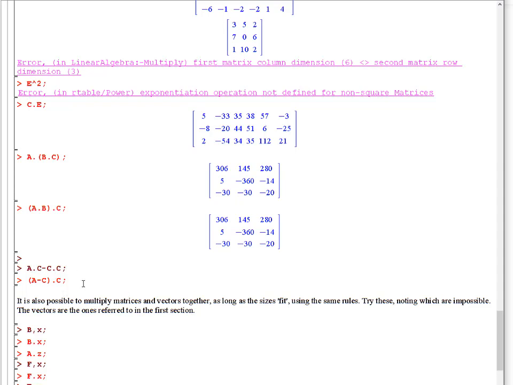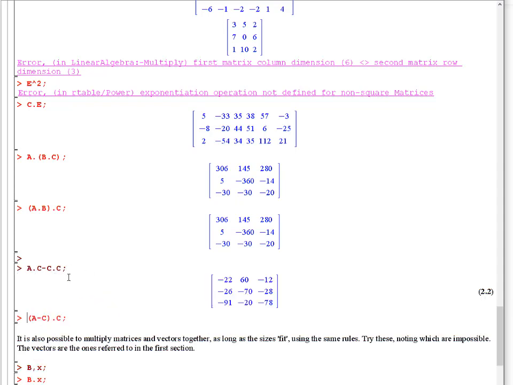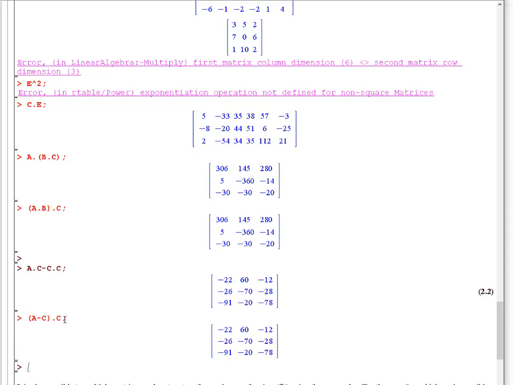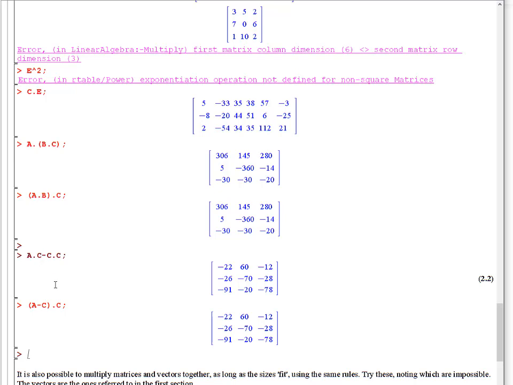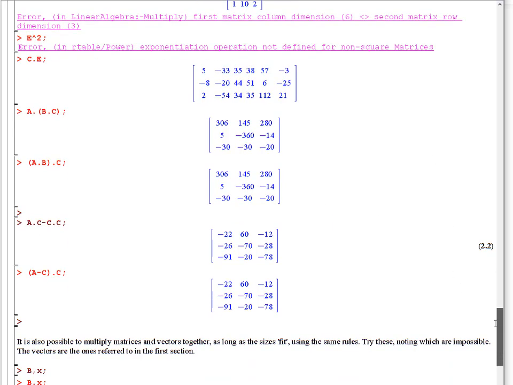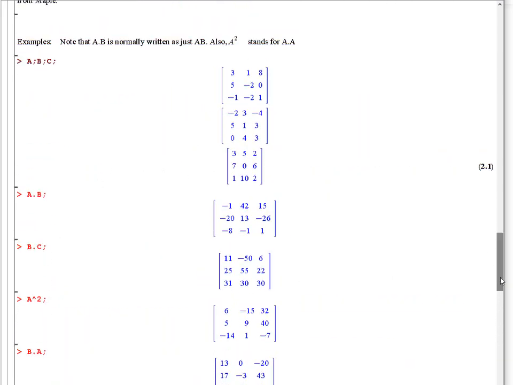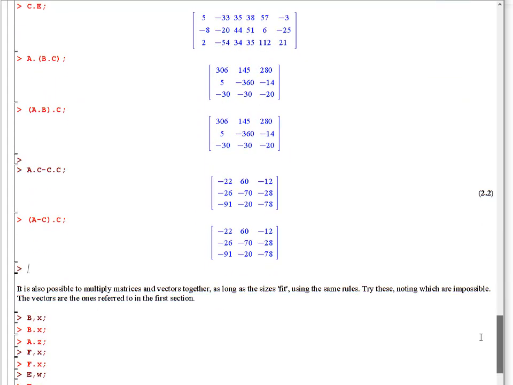Another nice piece of news is that this comes out to be the same as this, which means that you can factorize and multiply out brackets. So most of the rules of algebra work: factorizing, multiplying out brackets. The order in which you calculate things is fine, but the one which does not work is changing the order of multiplication. It's not commutative. So watch out for that mistake. Okay.